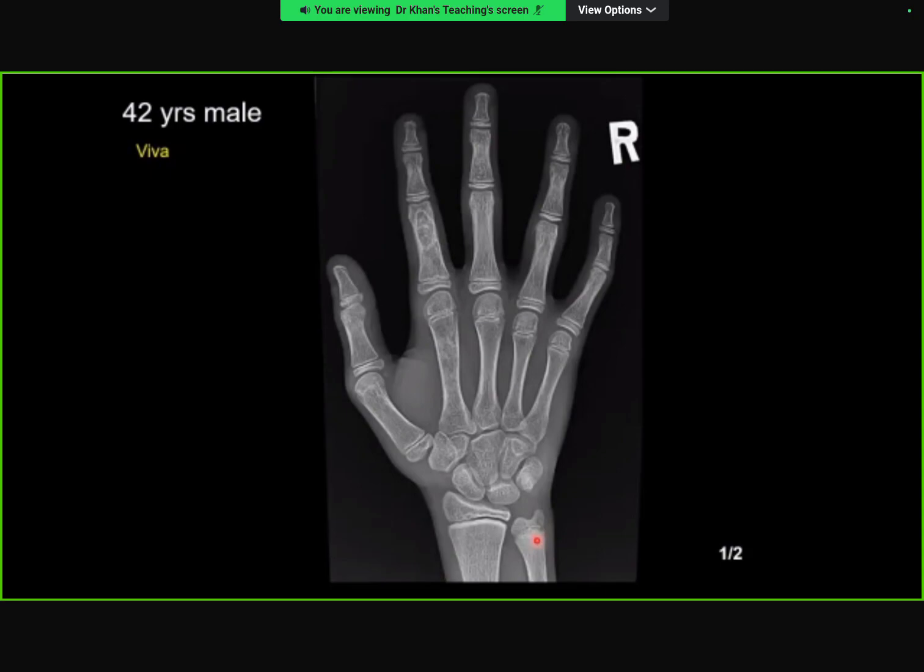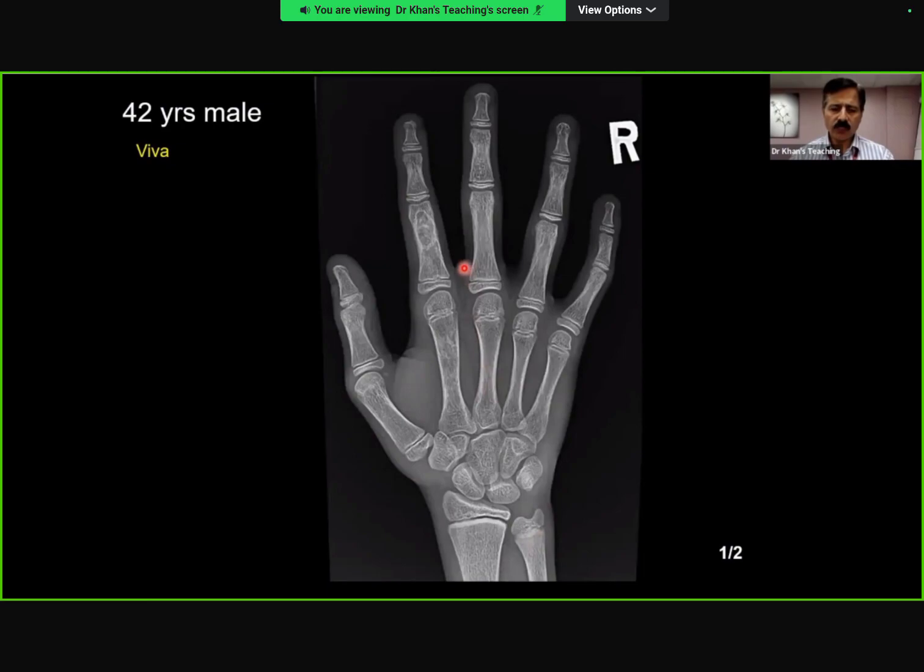I suppose it could be another benign lucent bone lesion, potentially a bone cyst, although I wouldn't expect internal matrix in that case. Excellent. Okay, I'll take over.